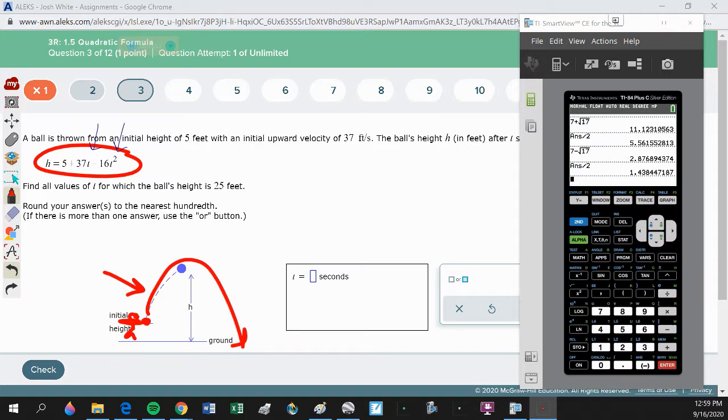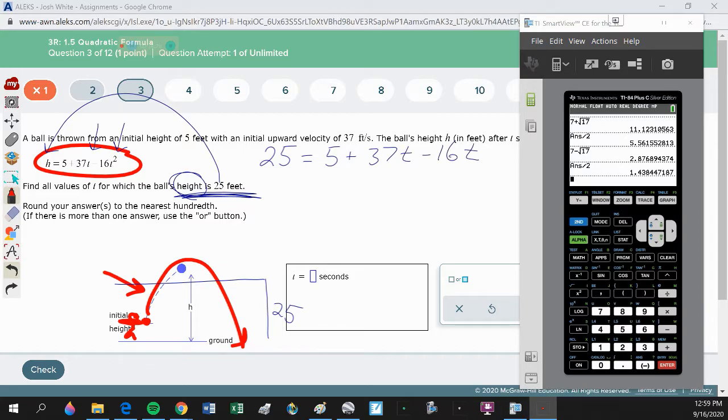So it wants to know, when will h equal 25? So at some point, that ball will be 25 feet high. As it goes up, it will pass 25 feet, and as it comes down, it will pass 25 feet. So we need to put 25 in for h, right there. So 25 equals 5 plus 37t minus 16t squared.